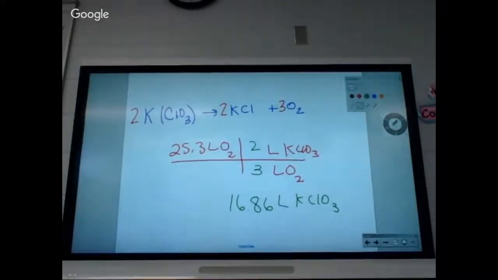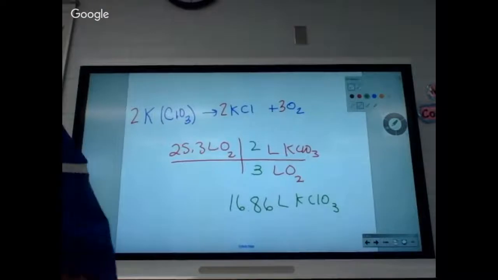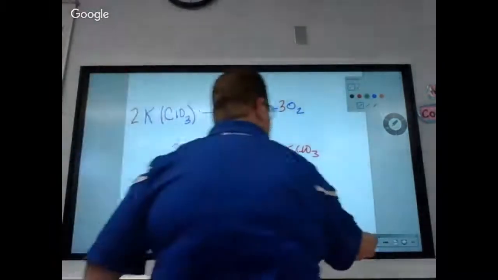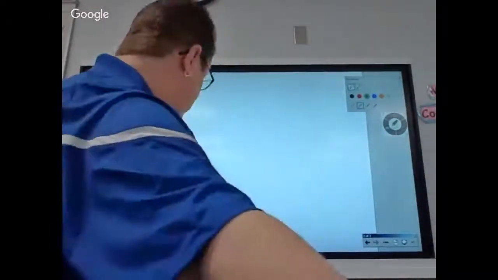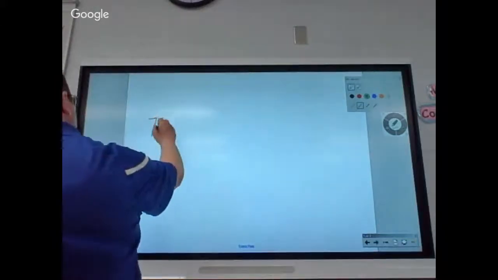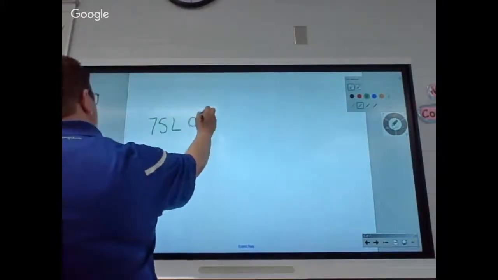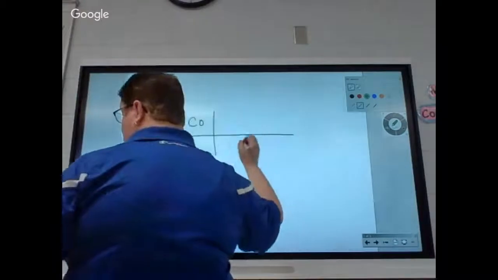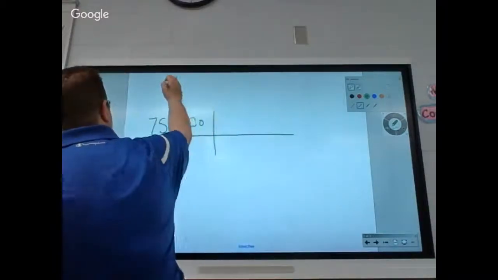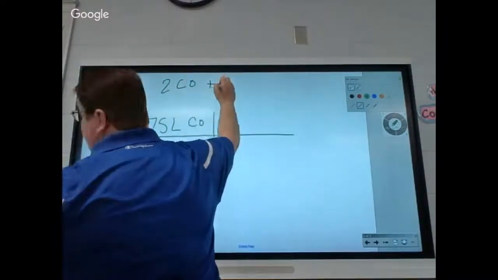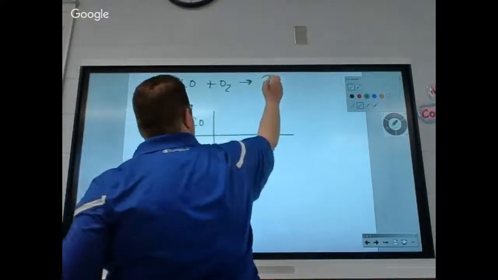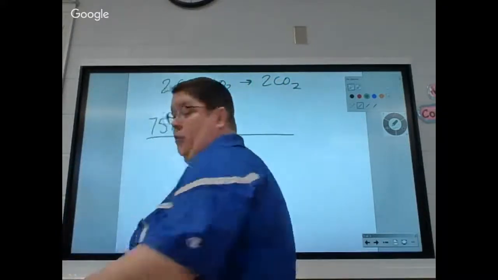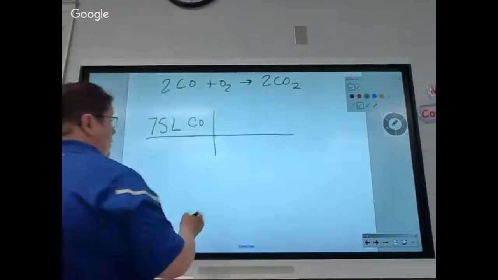What was the first one? 75 liters of CO2. You want me to do that one? Yes. Okay. So you had 75 liters of CO is your given data, right? And then when you look at your equation, you had CO plus O2 goes to 2CO2. So what's going on the bottom of our chart?